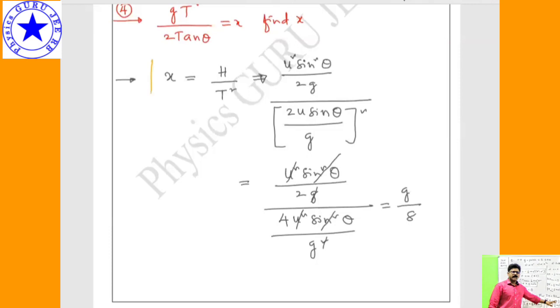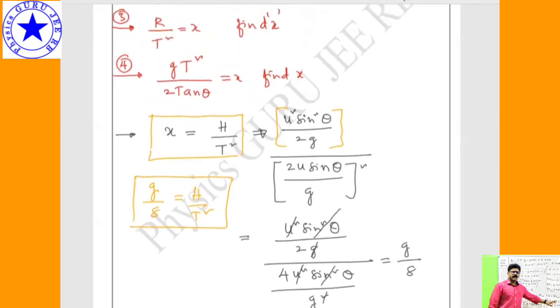So x is equal to h by t square. Simply you have to substitute the maximum height formula divided by time of flight, then after simplification, g by 8. That means g by 8 is equal to h by t square. Hope this is clear how we are getting it, all of you. Yes, no, tell me.